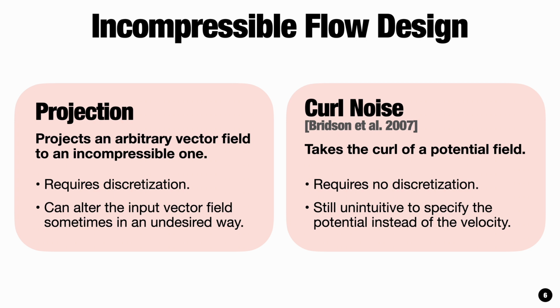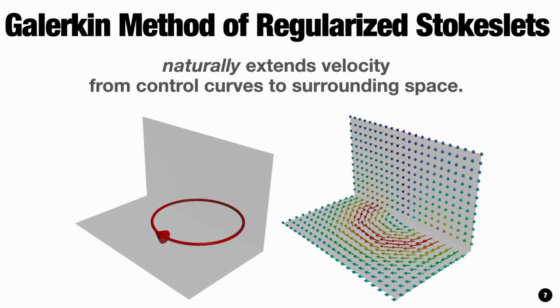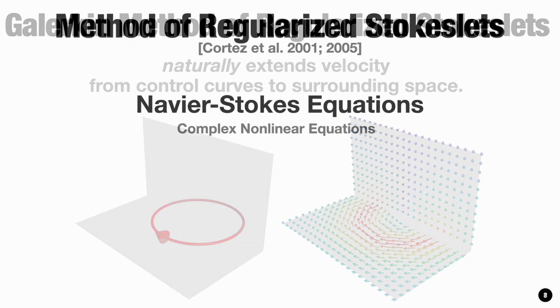In contrast to these two approaches, our proposed Galerkin method of regularized Stokeslets takes control curves with velocities specified along them as its input. Then, it naturally extends the velocities from the control curves to the surrounding space. Our Galerkin method of regularized Stokeslets is an extension of a method called the Method of Regularized Stokeslets.